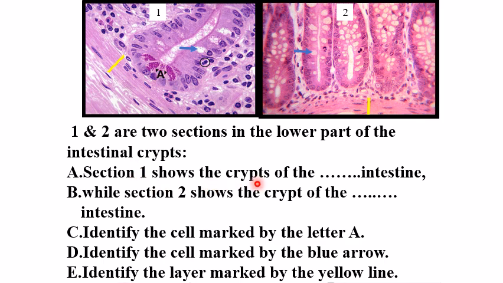So section 1, crypts of small intestine, while section 2, crypts of large intestine. A is the Paneth cell, basal basophilia and apical acidophilia. The blue arrows are the goblet cells. The layer indicated by the yellow line is the muscularis mucosa. A very nice picture.